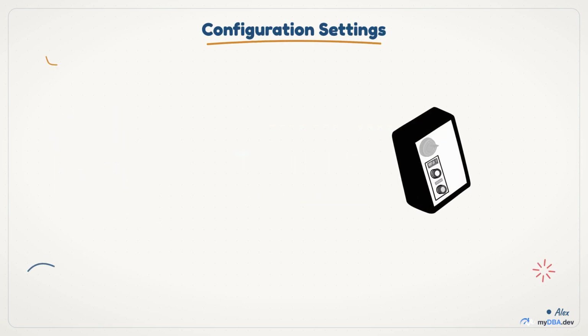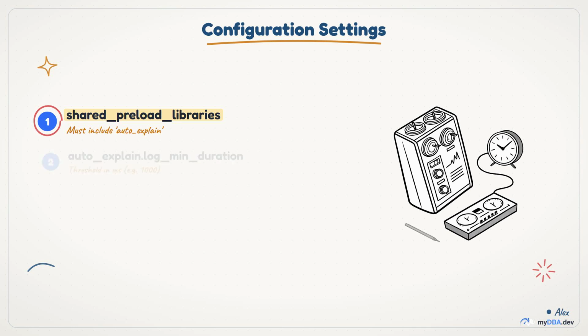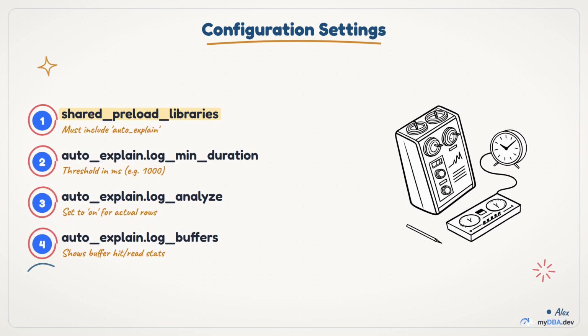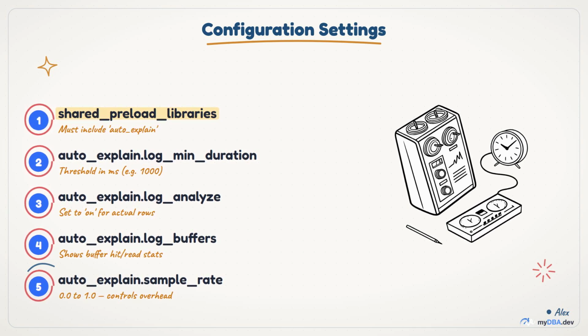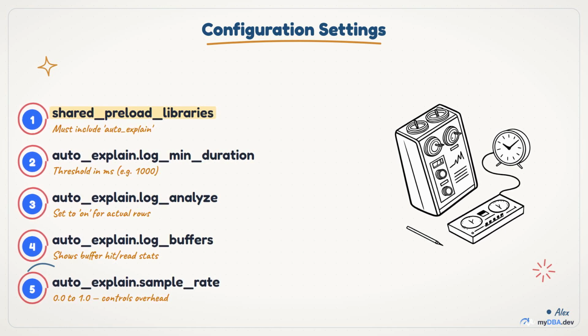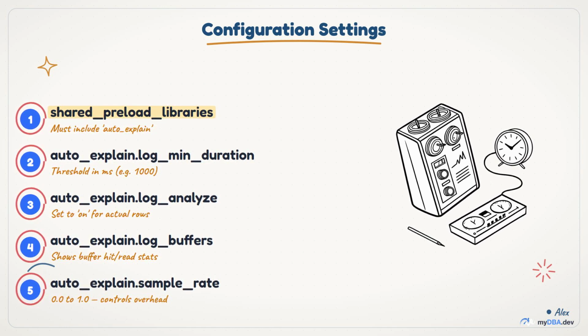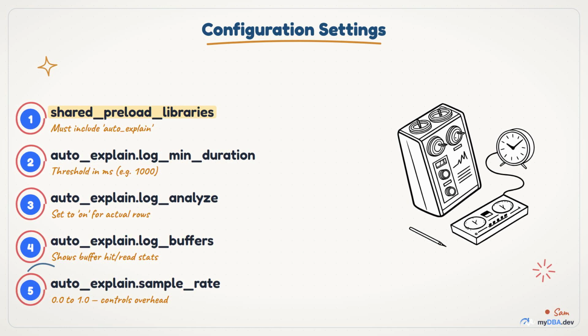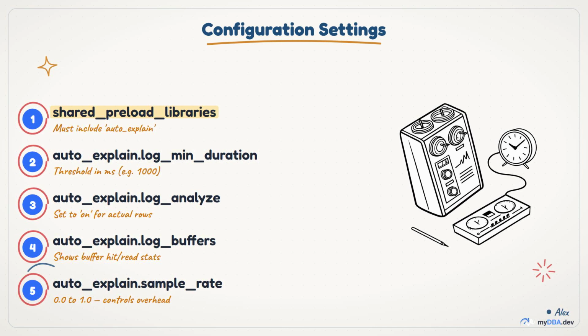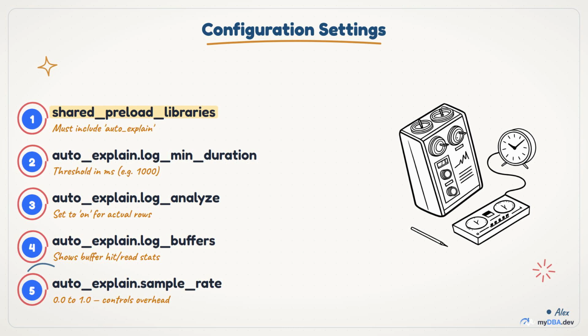You configure it in postgresql.conf. First, add auto_explain to shared_preload_libraries. That requires a restart, unfortunately. Then set auto_explain.log_min_duration to your threshold in milliseconds. Say 1000 for queries over a second. And log_analyze is what gives me the actual row counts. Right. Turn that on and optionally log_buffers to see cache hits.